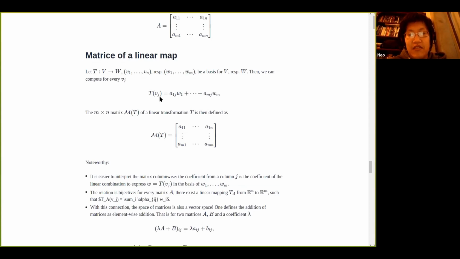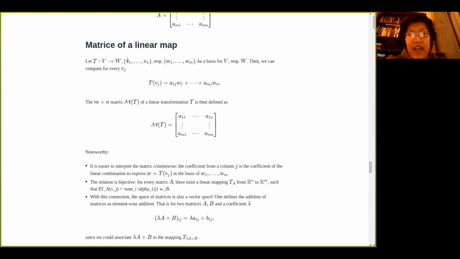And so here you can check the notation. For vj, it's going to be equal to the linear combination A1j times w1 plus ... plus Amj times wm. If you do this for the n vectors of V, then you get n sets of coefficients like this, and you can just put them next to each other. And that would create what we call the matrix of the linear transformation T.